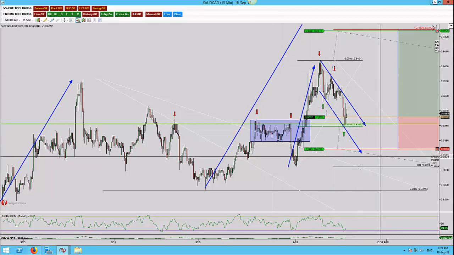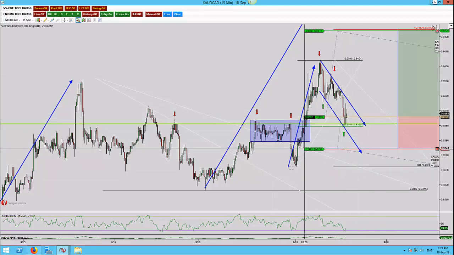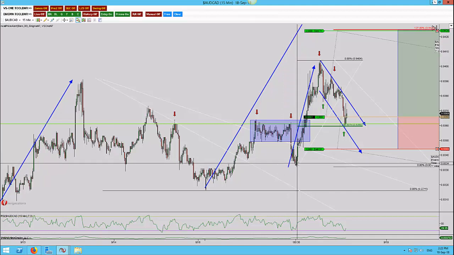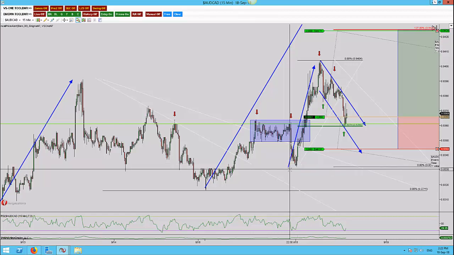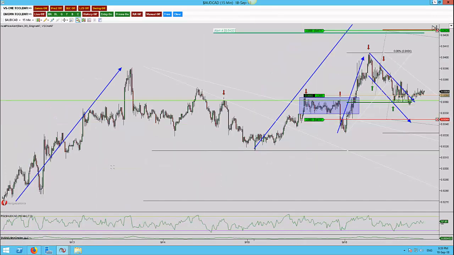And so if we were to come down and get stopped out, well, we could see a move all the way down to retest the lows, and that would invalidate completely the pattern for me. So very good risk to reward there. We will come back and hopefully see if we can get these 55 pips out of the market.